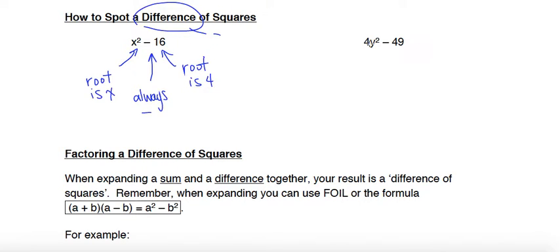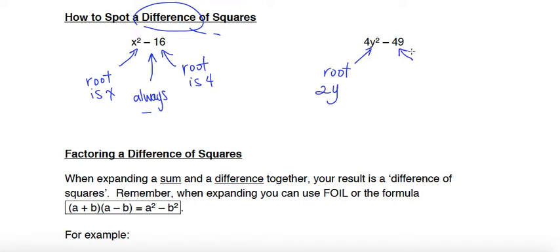So what about 4y squared minus 49? Is this a difference of squares? Well, let's see. What is the root of 4y squared? The square root of 4 is 2, and the square root of y squared is y, so that's a perfect square.